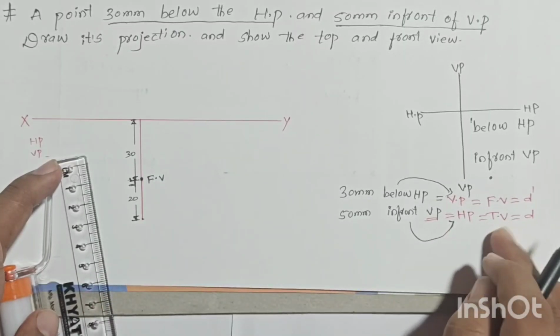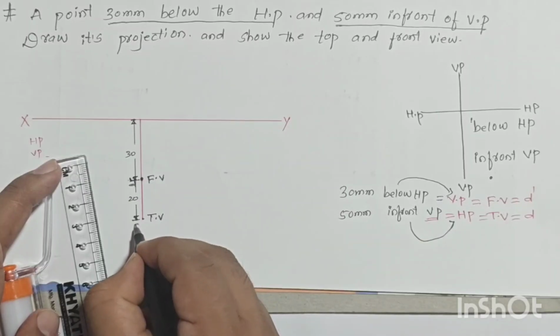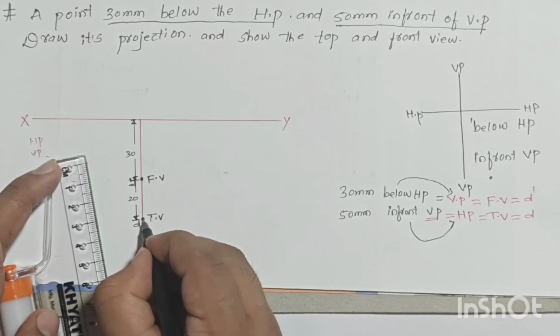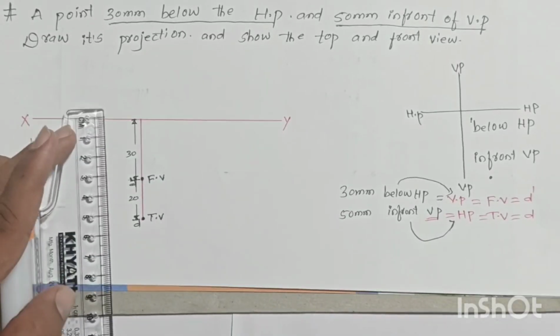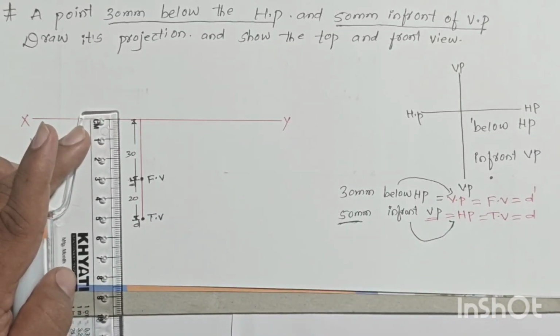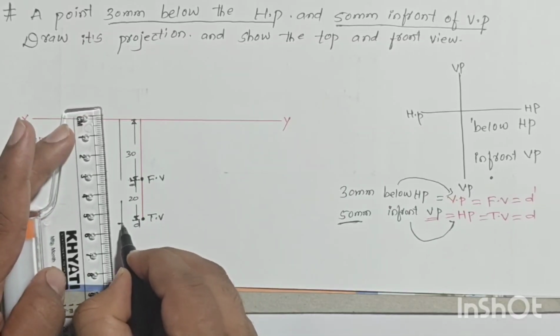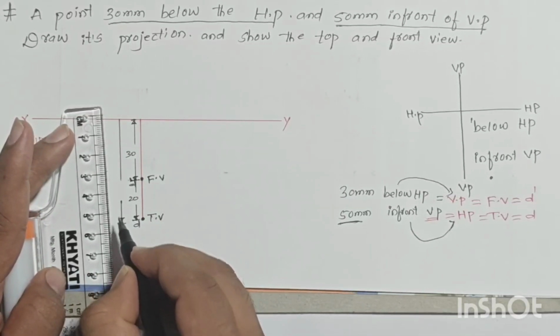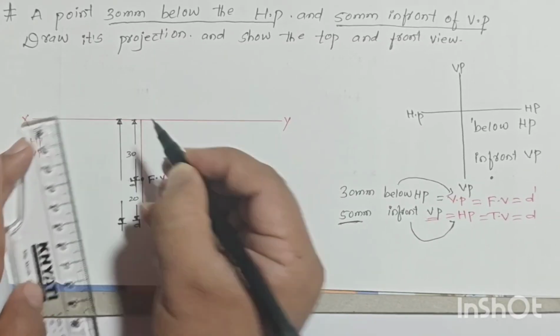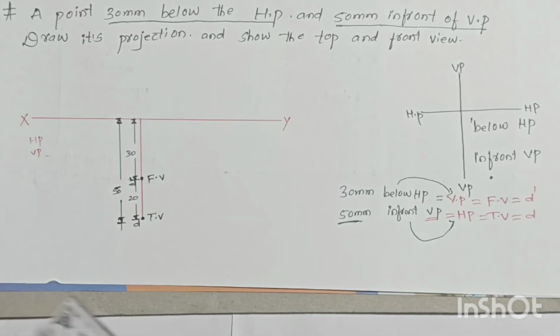20 mm. So this is what we can say here, top view. It represents as the point D. So this point, what we can say here, D. From the reference line, we need to show how much? 50 millimeter. From the reference line, we need to show the dimension 50 millimeter. Clear?